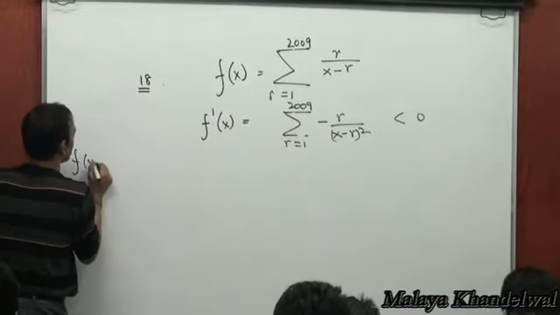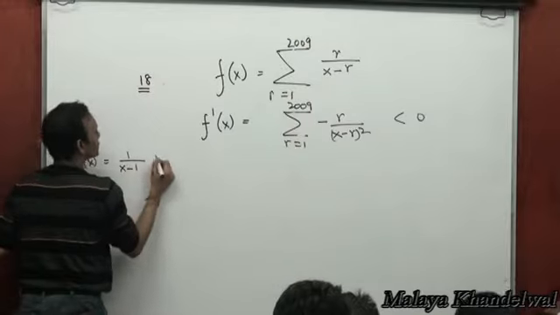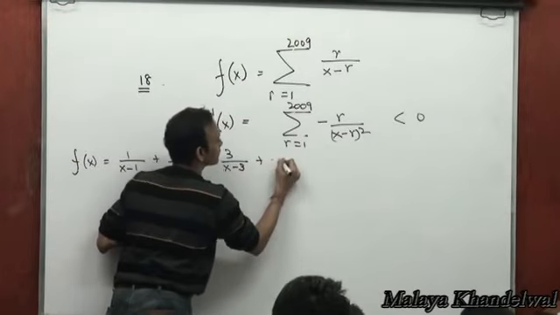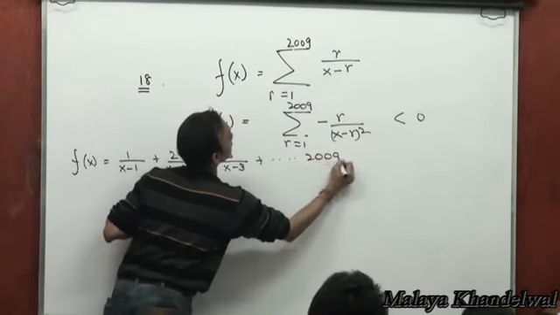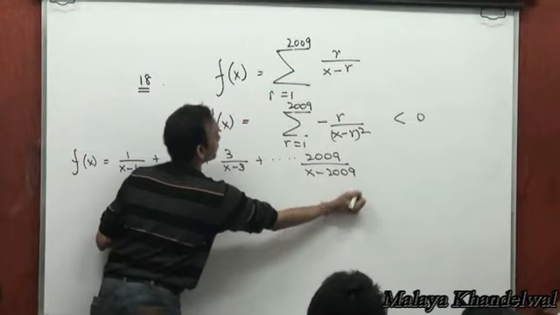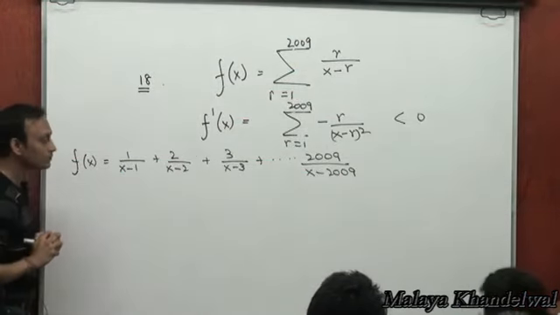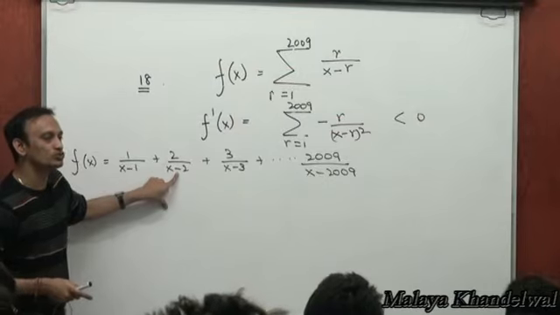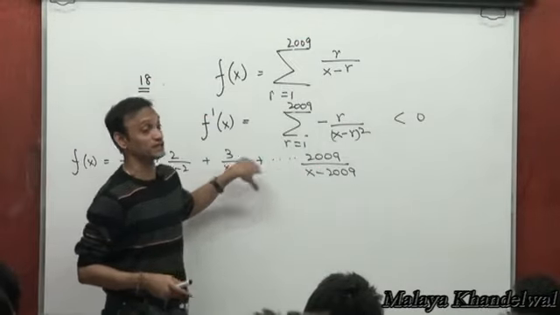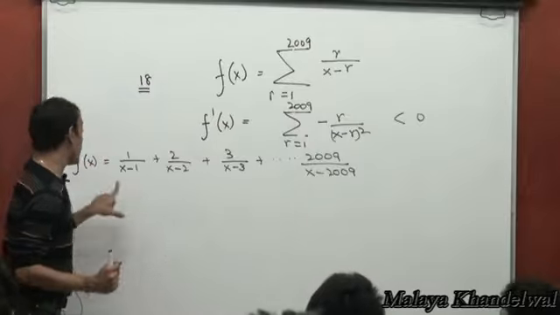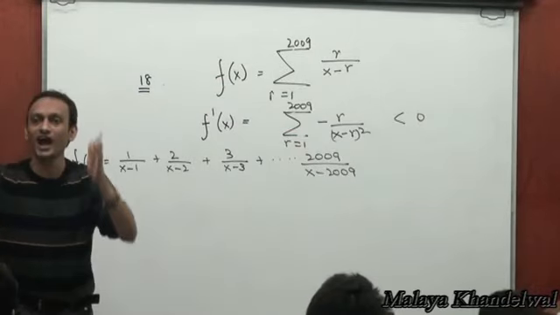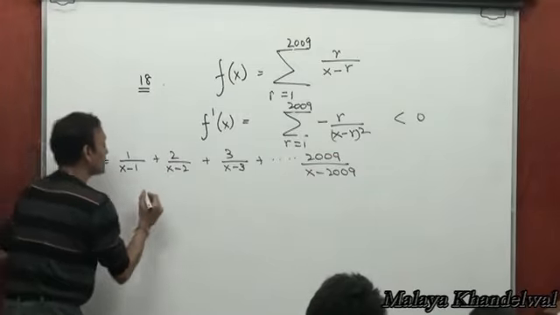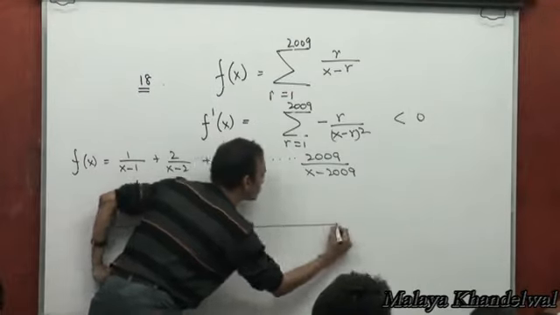Now fx is like 1 by x minus 1 plus 2 by x minus 2 plus 3 by x minus 3 plus up to 2009 by x minus 2009. Right? Do you realize that x equal to 1 will be a vertical asymptote, x equal to 2 will be a vertical asymptote, x equal to 3 will be a vertical asymptote, and so on and so forth for this function? There are 2009 vertical asymptotes for this function. Is that guaranteed? Right?